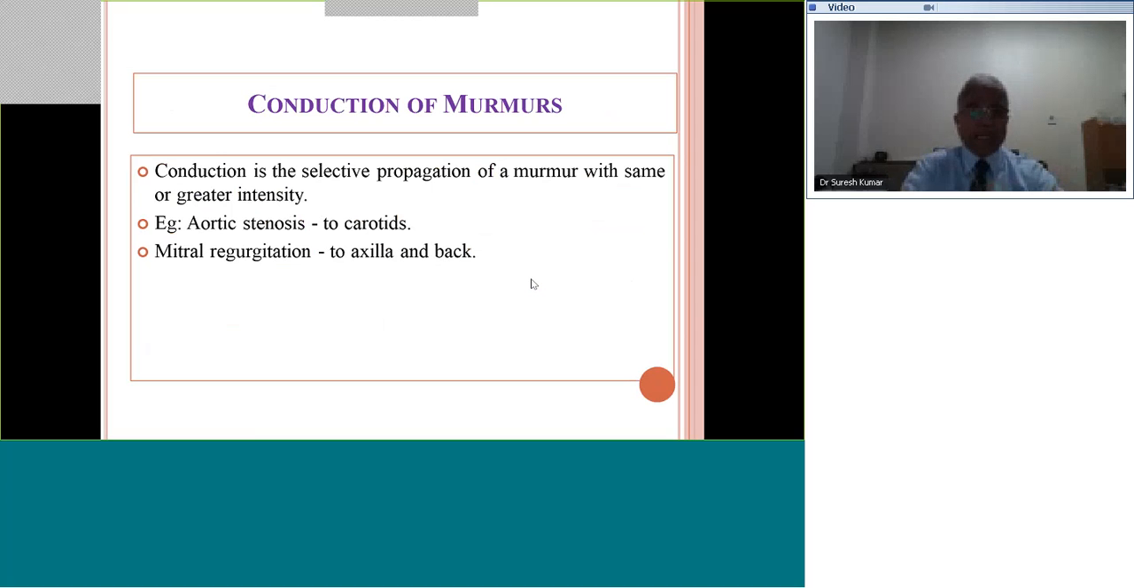And describe conduction. Conduction is a selective propagation of a murmur with the same or greater intensity. Example, aortic stenosis, where it's heard and conducted to carotids. Mitral regurgitation, heard over the apex beat and conducted to axilla and back.